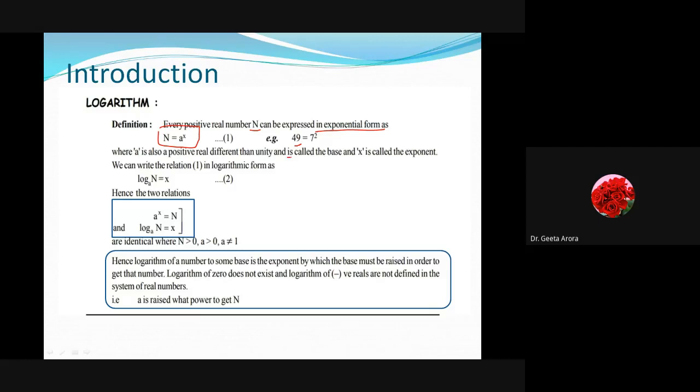It is called a base and x is called the exponent. If you remember, in the last lecture we have taken a picture, just to showcase which is the base and which is the exponent. Exponent means the power. Okay. And if you want to write this equation in the logarithmic form, how can we write it?